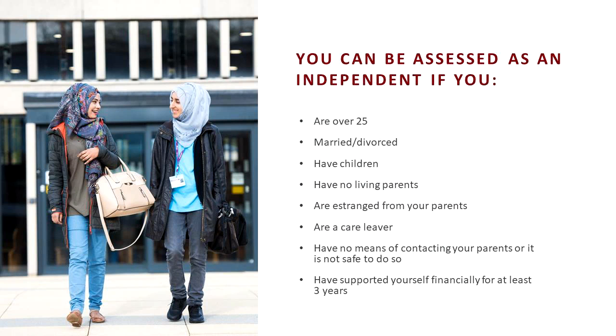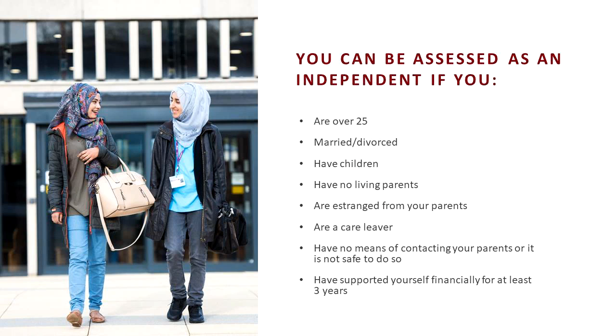You can be assessed as an independent if you're over 25, if you're married or divorced, if you've got children, if you've got no living parents or you're estranged from them, if you're a care leaver, if you've got no means of contacting your parents or if it's not safe to do so, or if you can prove that you've supported yourself financially for at least the 3 years.